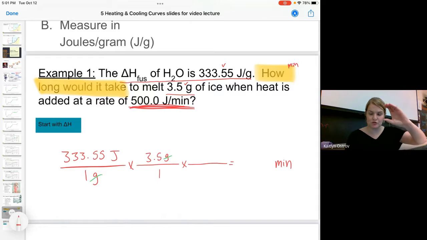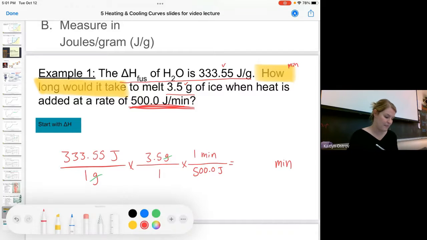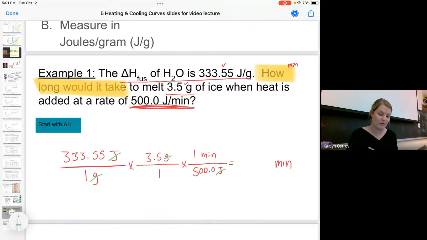Notice how this would be 500 joules per 1 minute, but you can flip that because those are equivalent ratios. So if we write it as 500 joules on the bottom per 1 minute on top, this gets my joules to cancel out. And then the only thing I'm left with is minutes, which is great because that's what I want. And so to calculate, 333.55, multiply all the numbers on the top, divide all the numbers on the bottom. You're going to see a lot of ones here. Skip the ones, you don't need them. So for this one, if I round for sig figs, my answer is 2.3 minutes. And that's because these ones here are like infinitely significant. They're like given values. So my 3.5 is what's determining how many sig figs I can have in my answer.